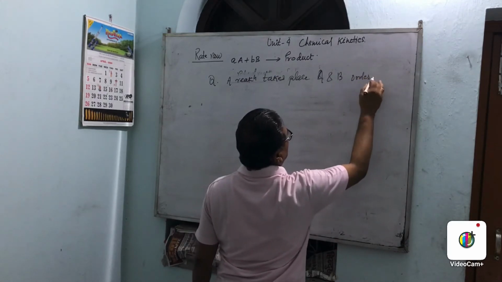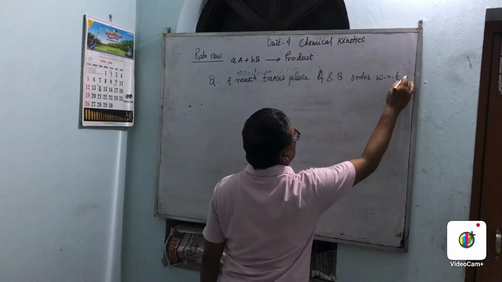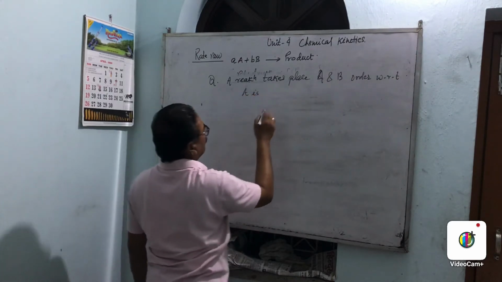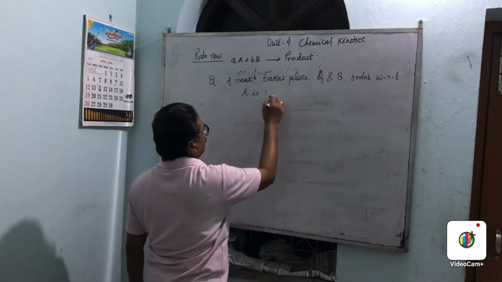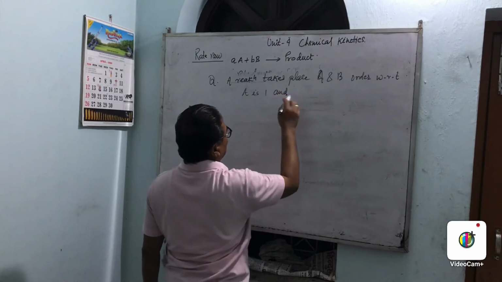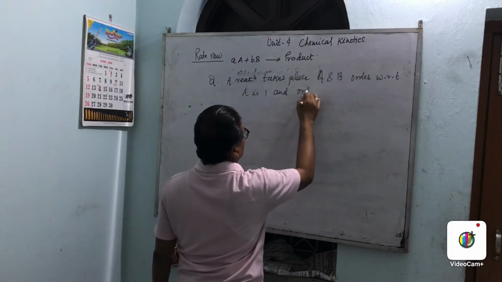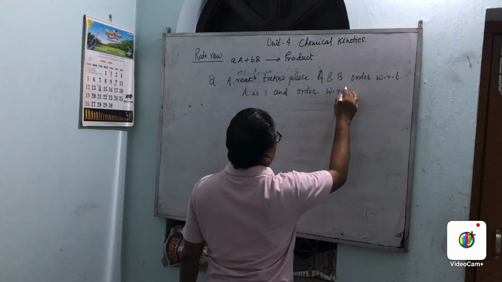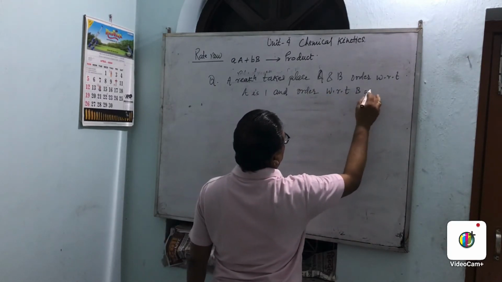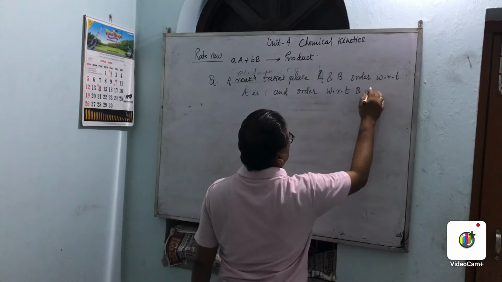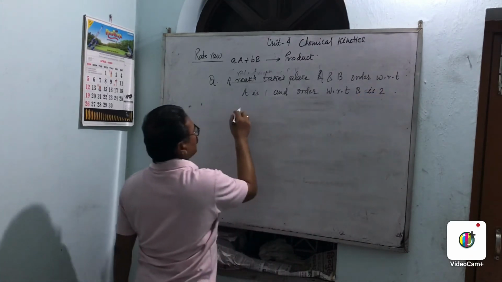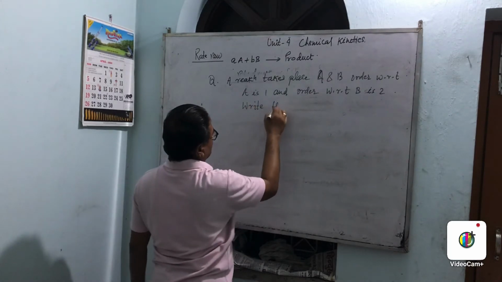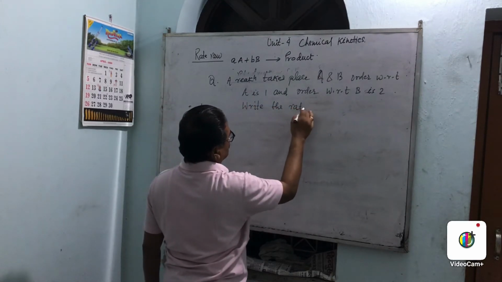The order with respect to A is 1 and the order with respect to B is 2. Write the rate law.